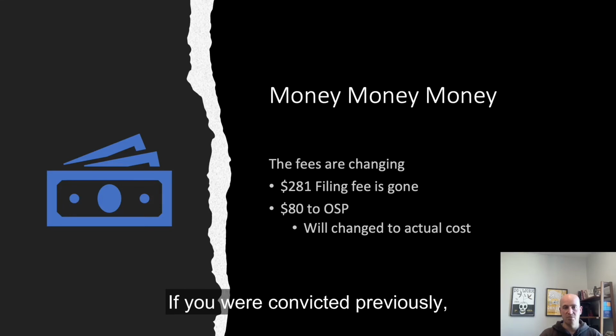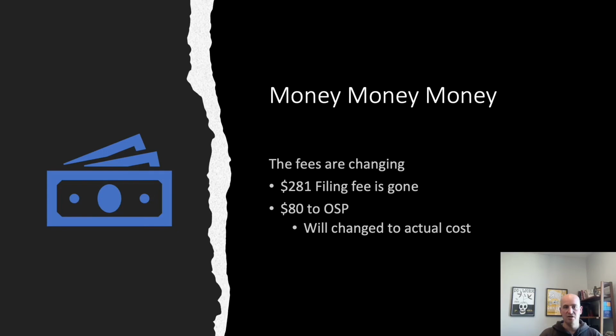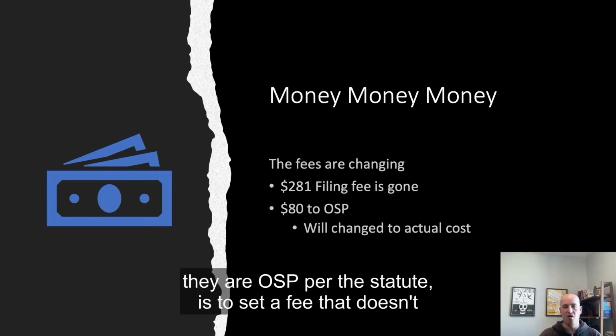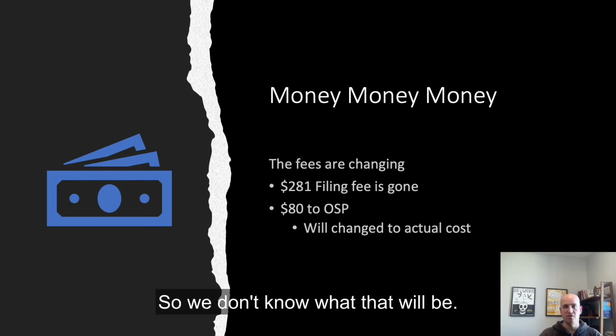If you were convicted previously, you had to pay $80 to the state police. That's gone too now. So instead of that, OSP per the statute is to set a fee that doesn't exceed the actual cost of doing the background check, so we don't know what that will be yet.